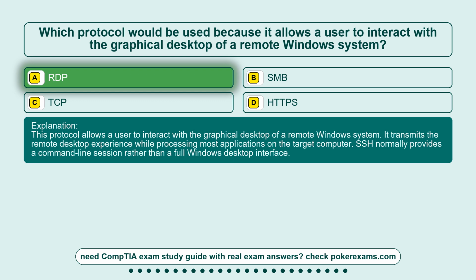This protocol allows a user to interact with the graphical desktop of a remote Windows system. It transmits the remote desktop experience while processing most applications on the target computer. SSH normally provides a command-line session rather than a full Windows desktop interface.